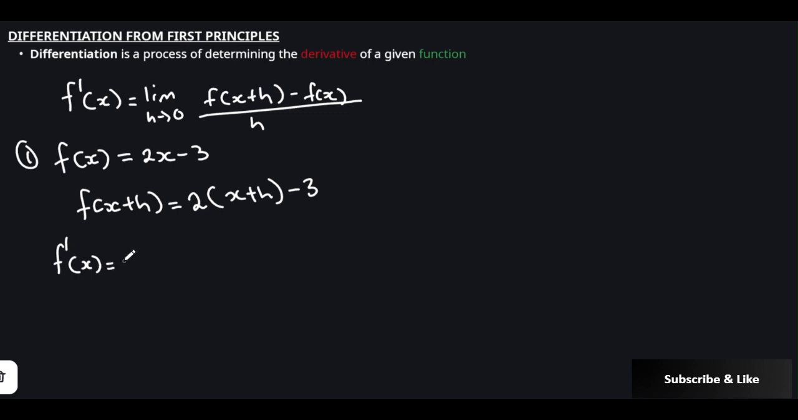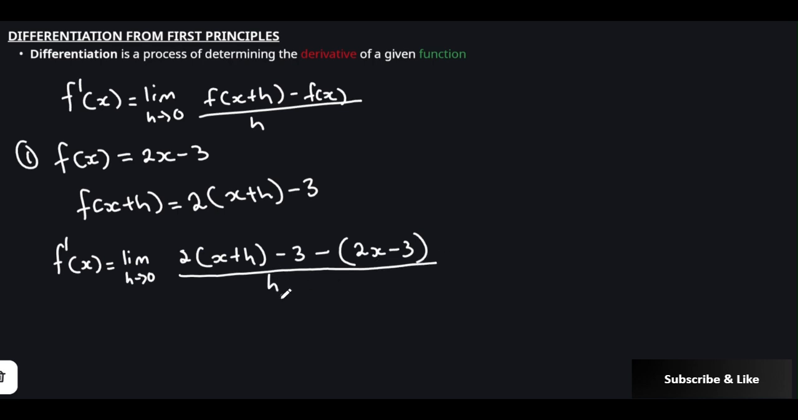So f prime of x is equal to the limit as h approaches 0, and on f of x plus h there we have 2 open brackets x plus h minus 3, and then there we have minus, and just to be on the safe side, open a bracket so that you know this minus is going to multiply everything inside the bracket, just to avoid any mistake. Therefore we're going to have f of x there, which is 2x minus 3, then close brackets, and all of this is divided by h.